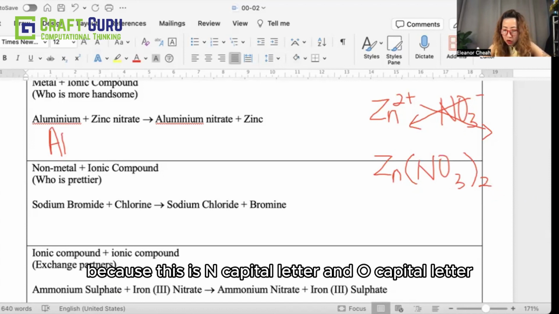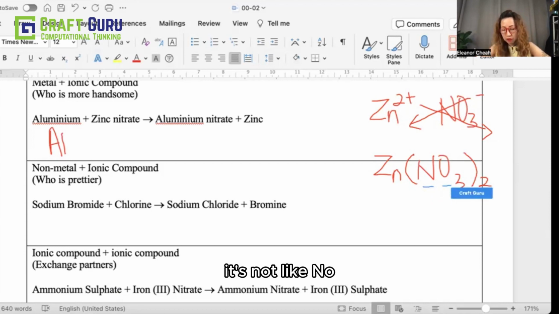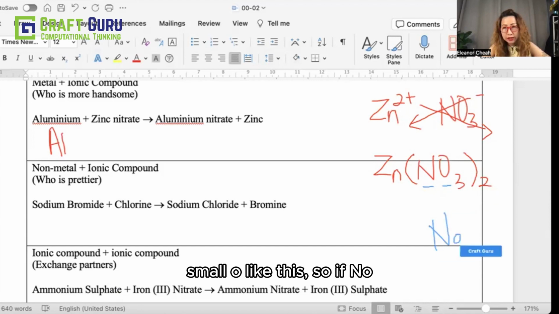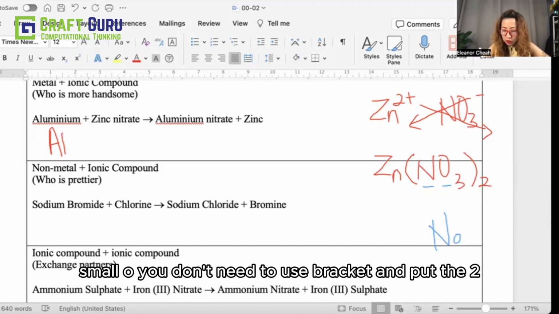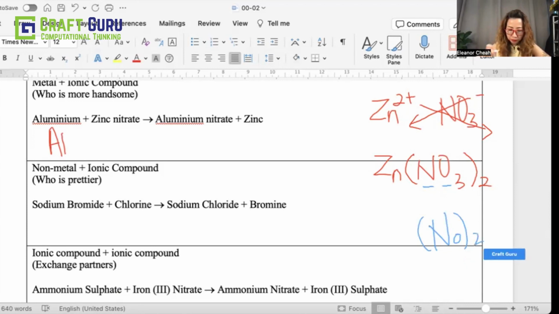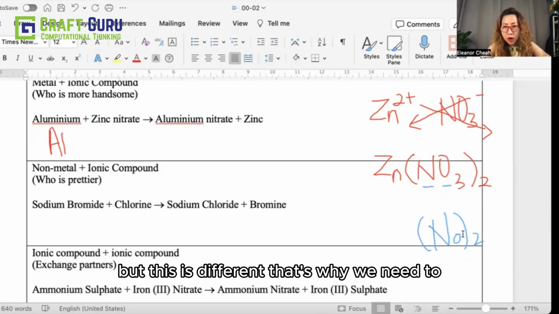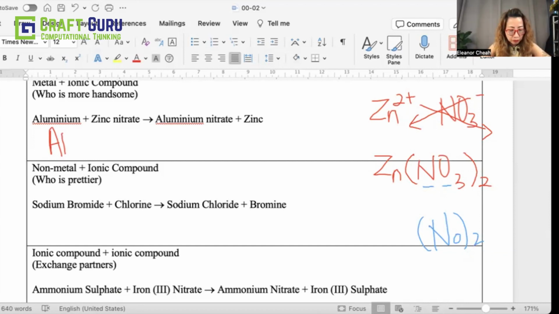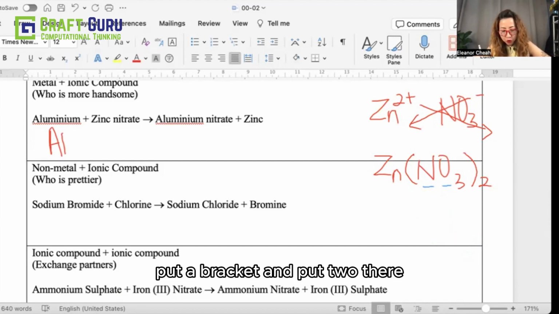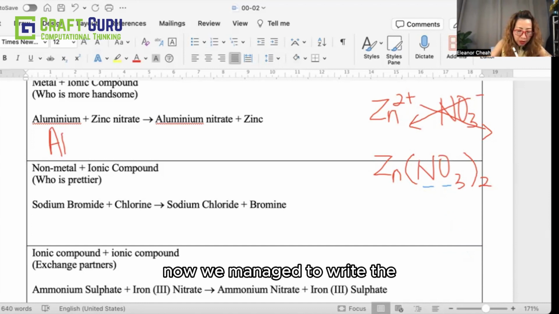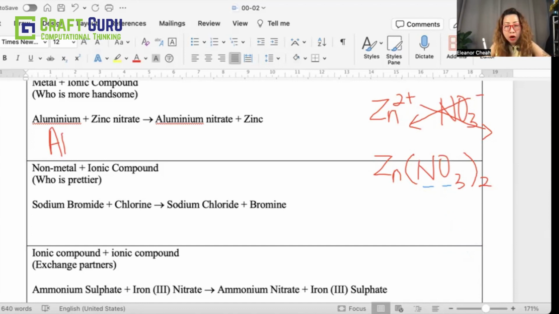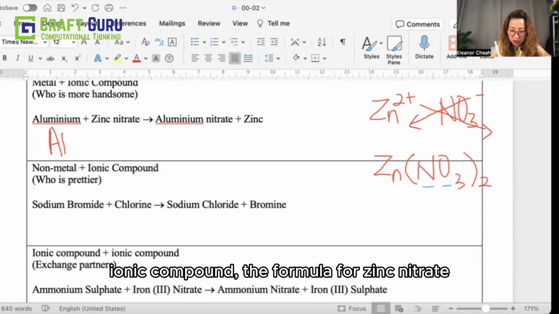Why do we use bracket? Because this is N capital letter and O capital letter. We have 2 different elements here. It's not like No with a small o. If it were No with a small o, you don't need to use bracket and put the 2. But this is different, that's why we need to put a bracket and put 2 there. Now we managed to write the formula for the ionic compound zinc nitrate.